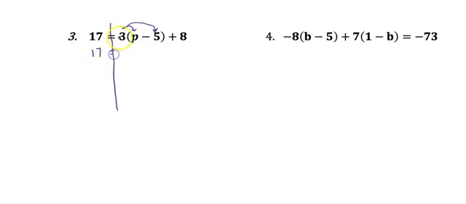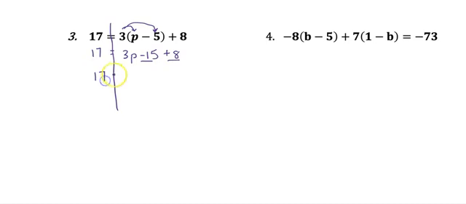17 equals 3 times p, 3p. 3 times negative 5 is negative 15. The constant, we're just going to put that here at the end because it's not part of the distribution. We have now done the first step. We remove parentheses, we use distribution. Now I need to combine like terms, and I see that I have two constants that need to go together.